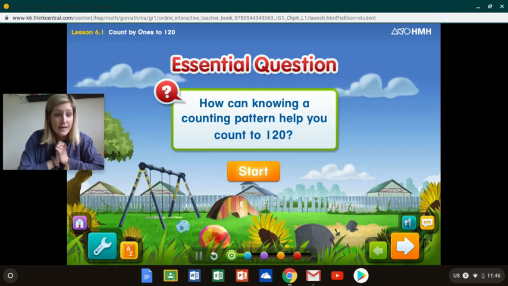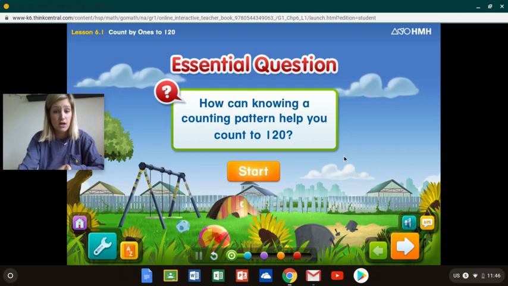Or how about when we count by fives as a challenge? That's a counting pattern. 5, 10, 15, 20, 25, 30, 35, 40. Or this easy peasy one when we count by tens to 100. 10, 20, 30, 40, 50, 60, 70, 80, 90, 100. So we're gonna start thinking about those counting patterns that we know to help us count.